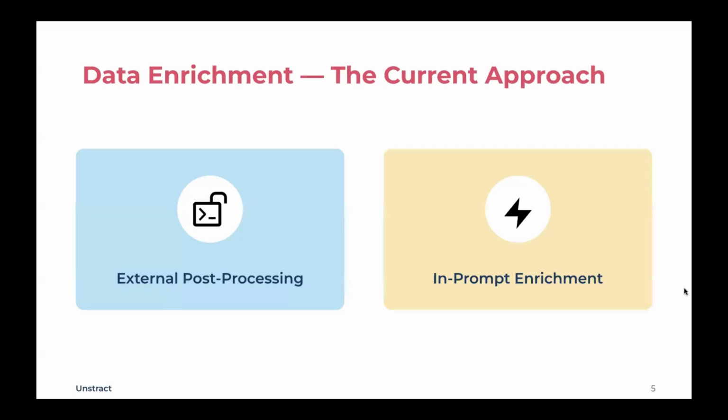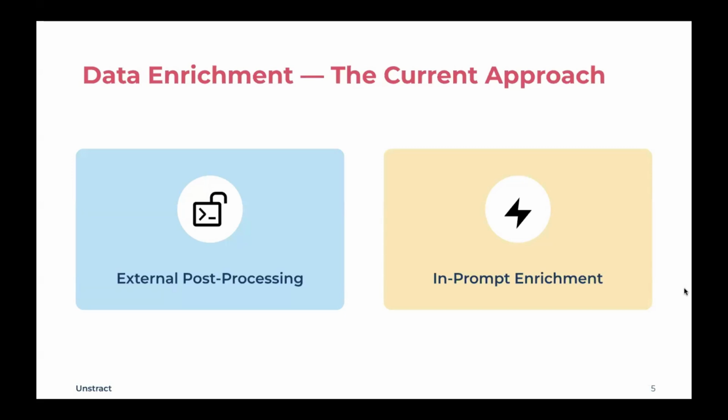Whereas in the in-prompt enrichment, this is more particular to document extraction pipelines that are deploying LLMs. So when you deploy LLM for document extraction, you're going to give the system a prompt which specifies what data you're going to extract and what is the schema of extraction. So with the in-prompt enrichment, you're going to add a third aspect to your prompt, that is basically the logic that you're going to follow for enriching your extracted data. So these are the two current approaches that we see predominantly being used.